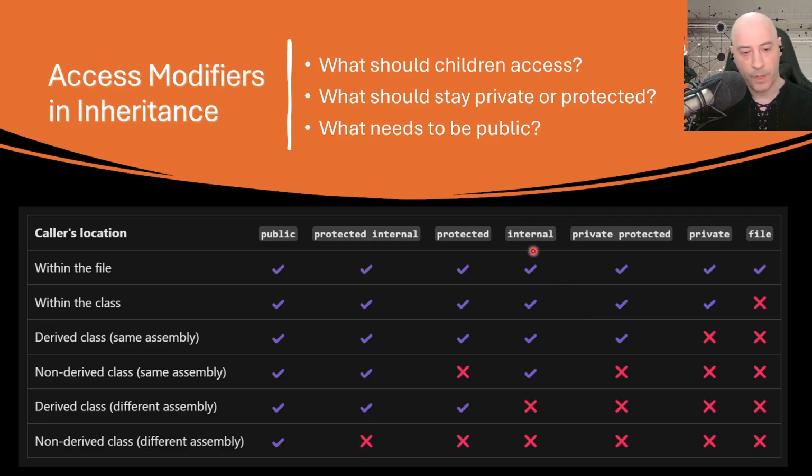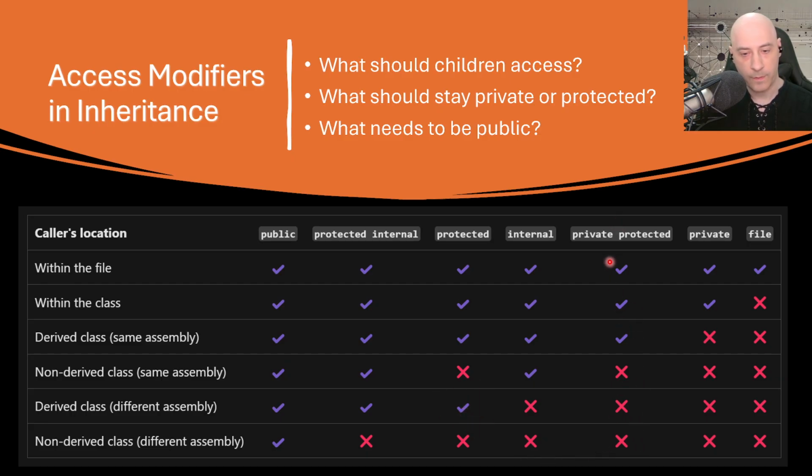So for internal, it's pretty much everything that public can do except for in different assemblies. That's what it prevents. It prevents anything from different assemblies. Protected has slightly different access in that it can do other assemblies for child classes. So that's a little different.